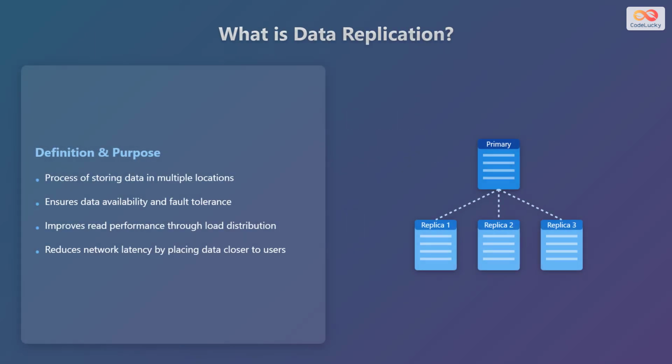Data replication is the process of storing data in multiple locations to ensure its availability and fault tolerance. It also improves read performance through load distribution and reduces network latency by placing data closer to users. In a typical setup, a primary database sends updates to one or more replicas, keeping them synchronized. This setup ensures that if the primary database fails, one of the replicas can quickly take over, minimizing downtime and data loss. The replicas can also handle read requests, distributing the workload and improving overall system performance.